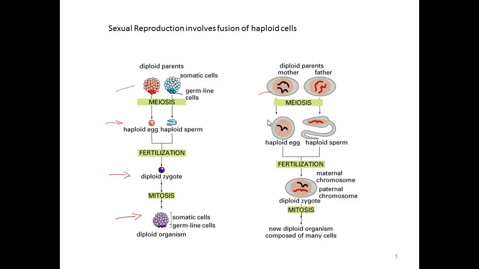You produce haploid eggs, and this fusion will recreate the diploid status. So in somatic cells, we have 23 pairs of chromosomes. In the gametes, there are only 23 chromosomes, not 23 pairs. This is referred to as diploid. This is referred to as haploid.